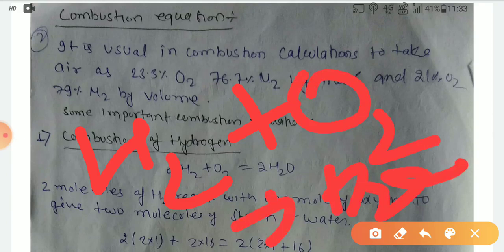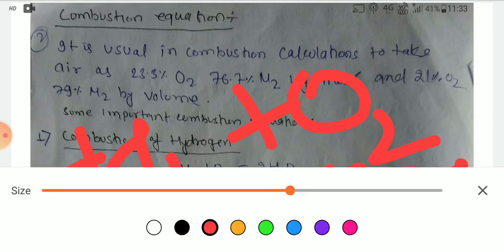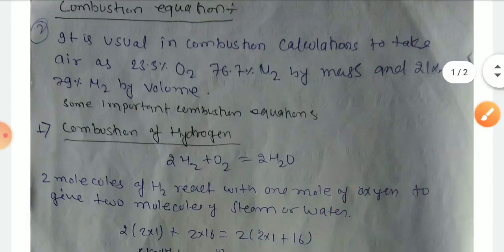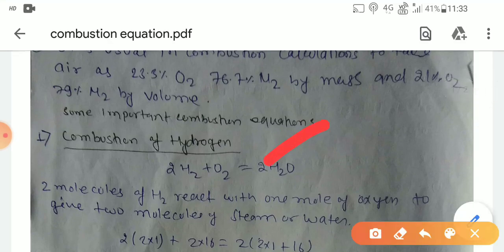That means here there are two hydrogen, and here also two hydrogen. But here oxygen is 1, and here oxygen is 2. So that is unbalanced. Before I write the equation, first you have to balance it. So I balance it by multiplying by 2, then the equation is balanced.